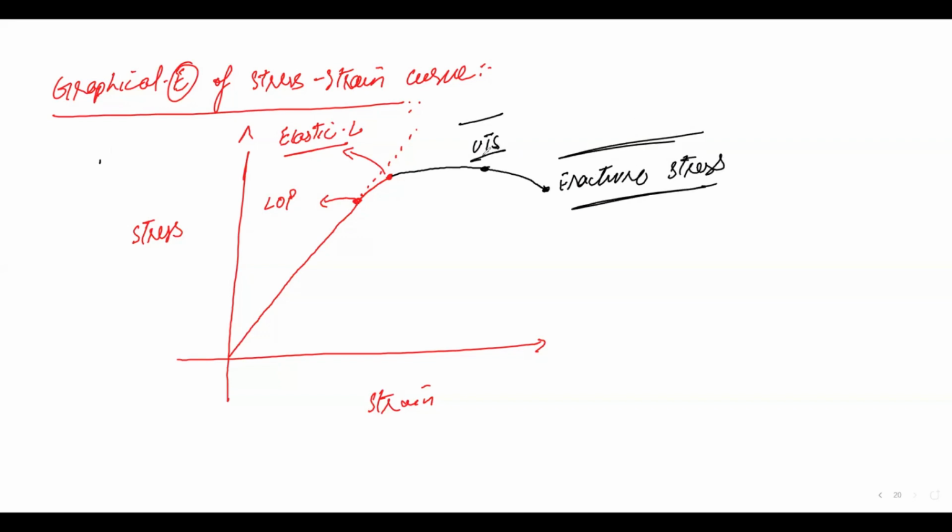Okay? So you've got the UTS, you've got the elastic limit, you've got the limit of proportionality. For Cambridge students, this graph is very simple, right? You are often just asked to calculate the Young modulus from here, and you can do that quite easily by just calculating the gradient of the stress strain curve up till the limit of proportionality.